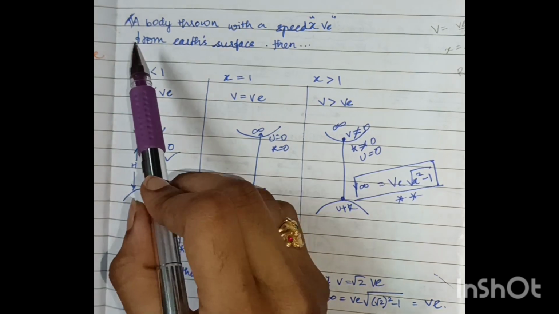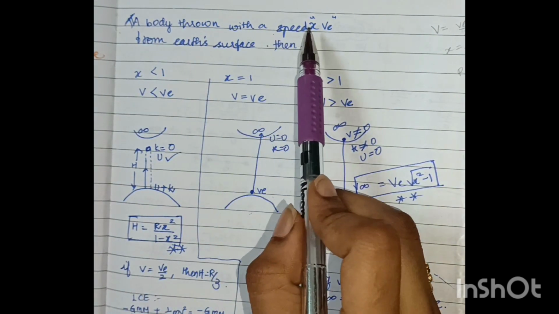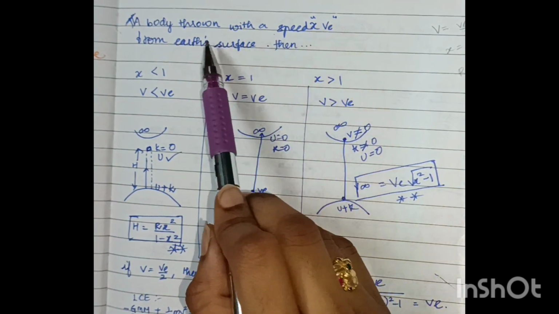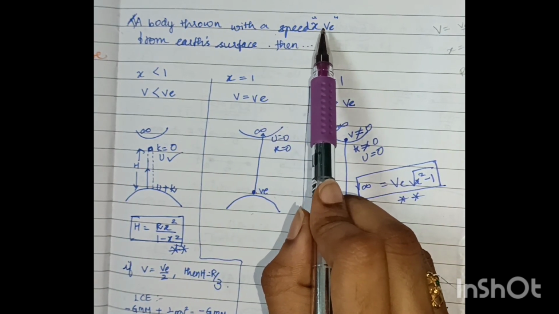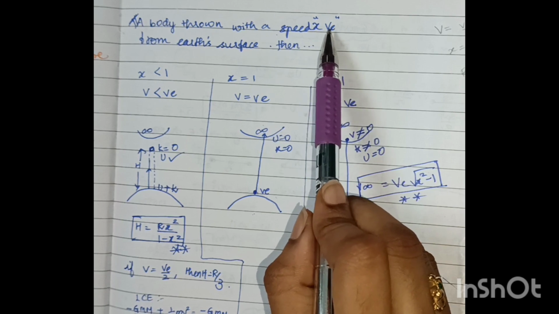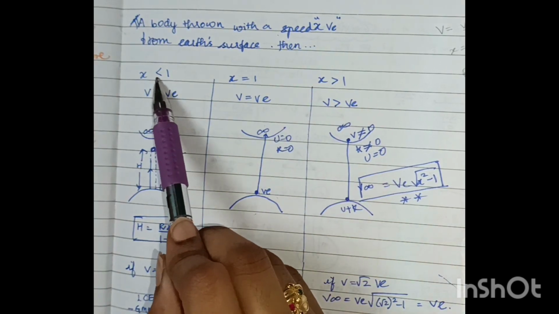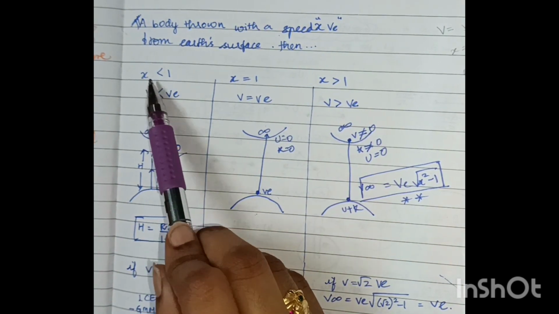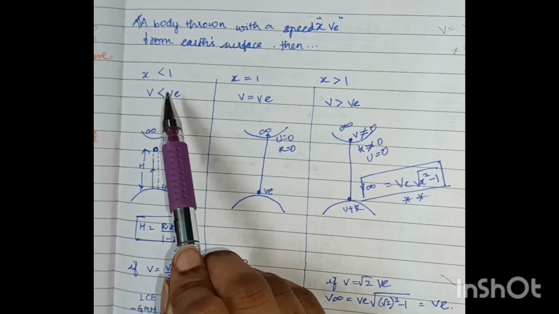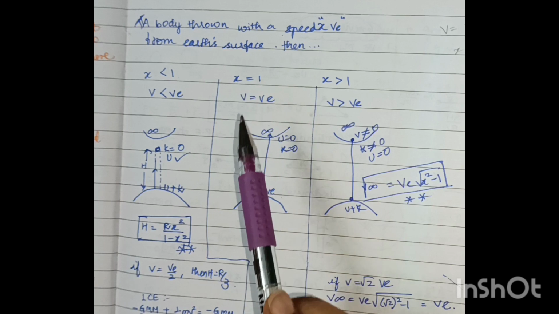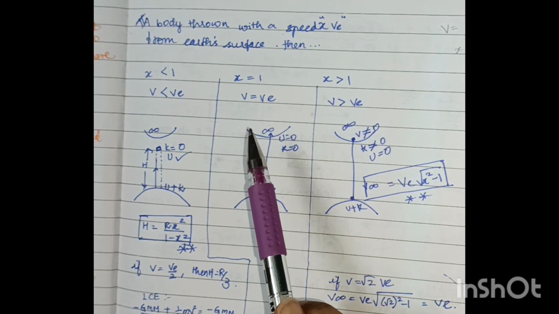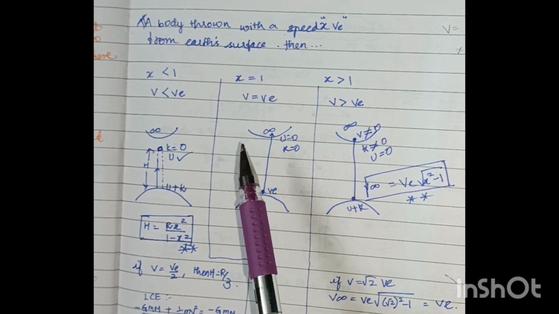So I have already mentioned a body thrown with a speed x into Ve from the earth surface. So it is something multiplied by x, Ve into x. If x is lesser than 1, what does it mean? It may be 0.5 Ve. What is 0.5 Ve meaning? Ve by 2, that is definitely lesser than Ve only.